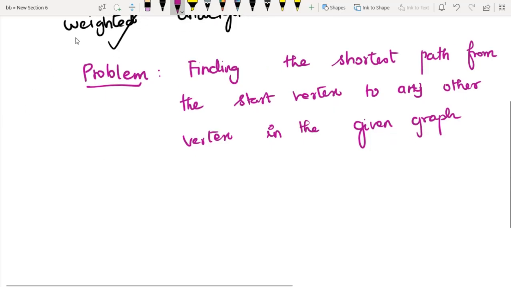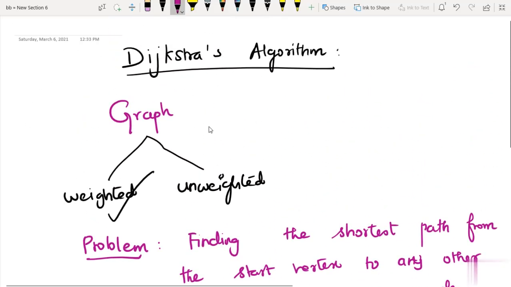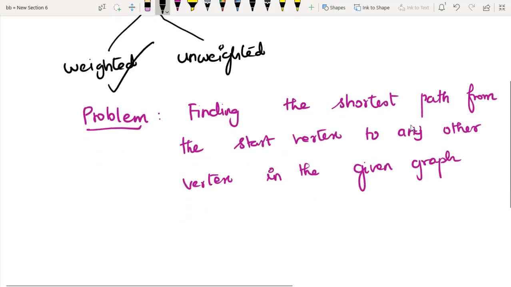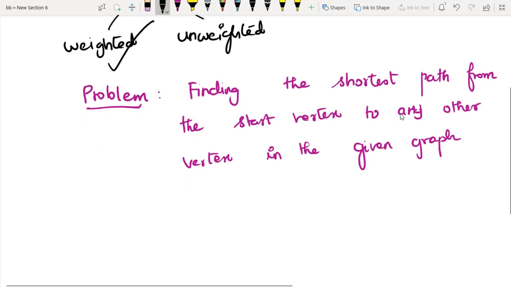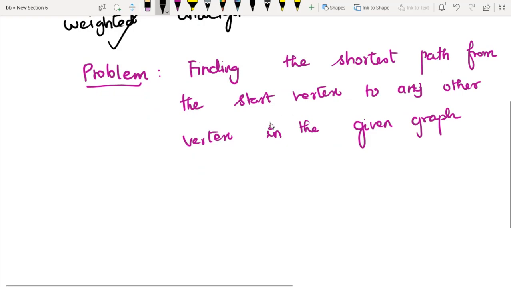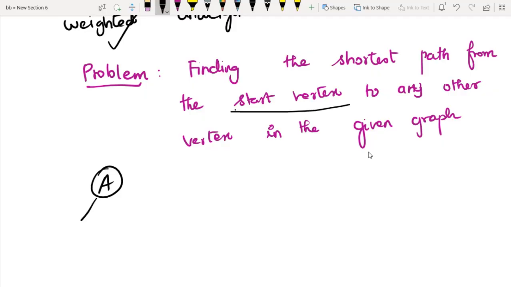Before that, let me tell you the meaning of each and every word in this problem. There is a term called start vertex. What do I mean by that? Do I have any start vertex for a graph? Please recall, for a tree we have a starting node, called the root node. Say, for example, this is a binary tree.